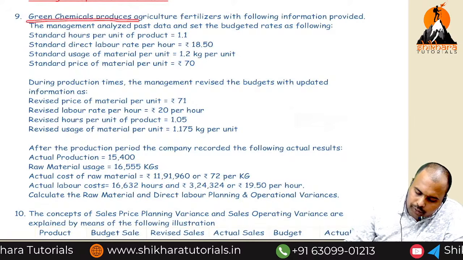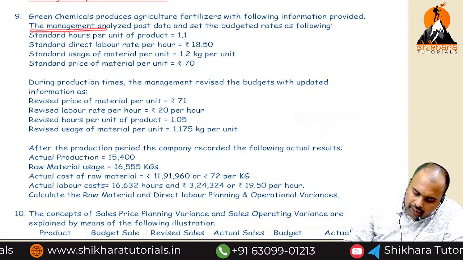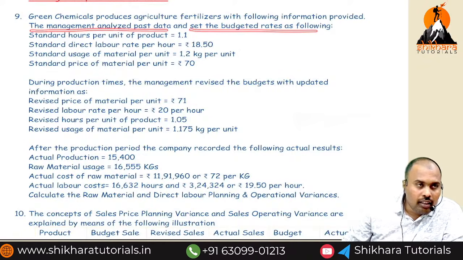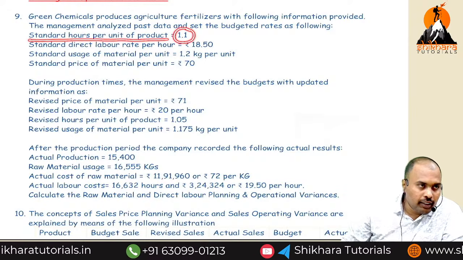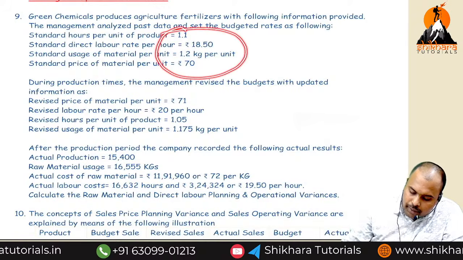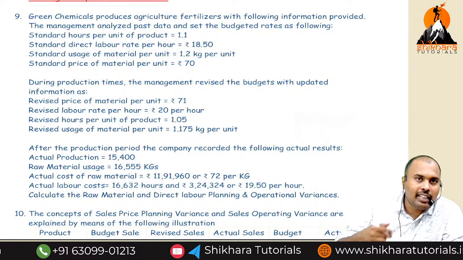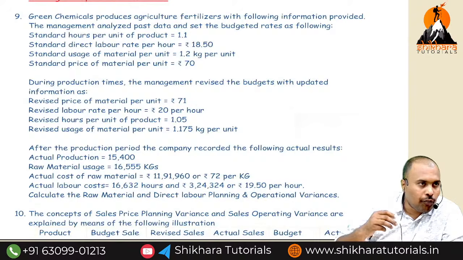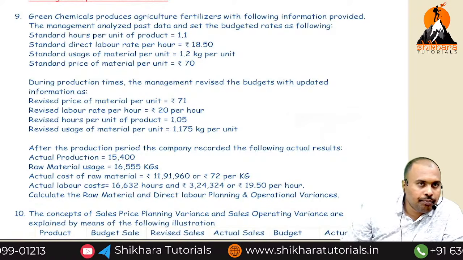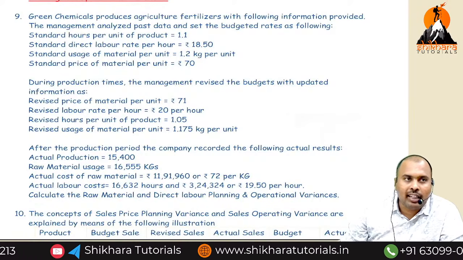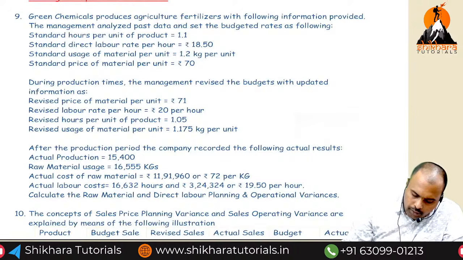Green Chemical produces agricultural fertilizers with the following information provided. The management analyzed past data and set budgeted rates as follows. Now they are fixing the standards just based on the past data. It means that they have not analyzed what is practically happening outside, at what price they can really get from outside. From previous year to this year, a particular material price can change a lot. Understood, right? But without considering all of those, just based on past data, they have given standards. Clear?